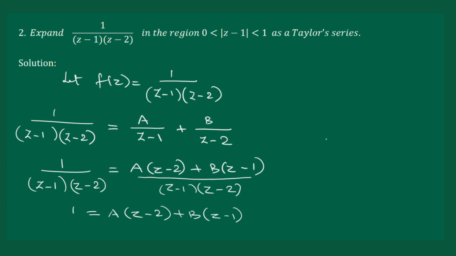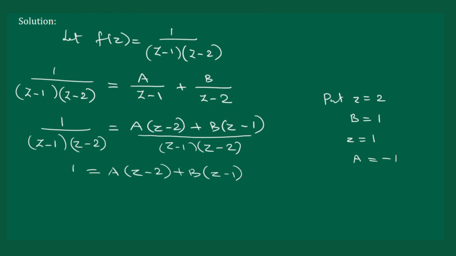By putting z is equal to 2, we obtain b as 1. Similarly, by putting z is equal to 1, we obtain a as minus 1. So we can substitute here. The given function f of z can be written as minus 1 by z minus 1 plus 1 by z minus 2. Clear? So now we have to use binomial expansion here.